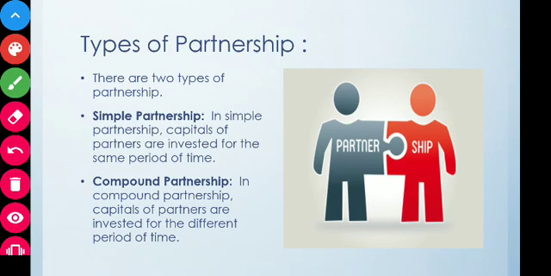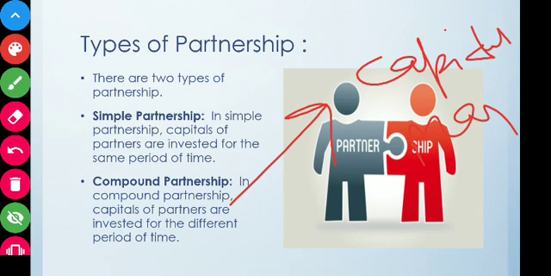There are two types of partnership. First one is simple partnership. In simple partnership, capitals of partners are invested for the same period of time. That is, if there is person A, he invests for a period of 12 months, and there is person B who invests for a period of 12 months, then it is called simple partnership. But in compound partnership, if there are two or three persons, suppose A invests for 12 months, B invests for 9 months, and C invests for 8 months, then this type of partnership is called compound partnership. That is, the capitals are invested by partners for different periods of time, and the capital may also vary. Remember that in compound partnership, capital may also vary.